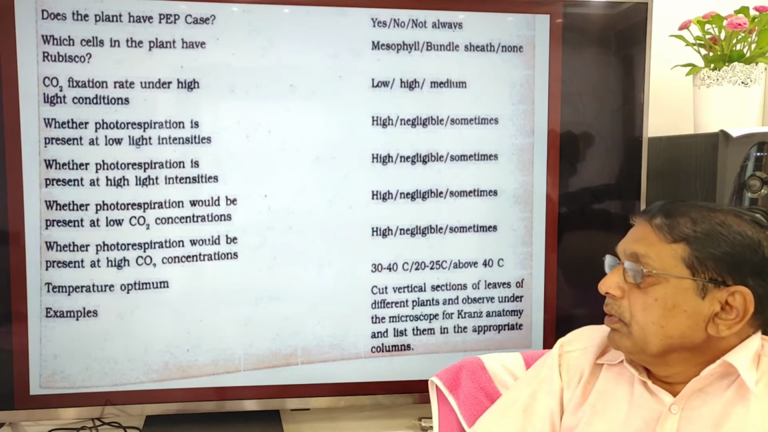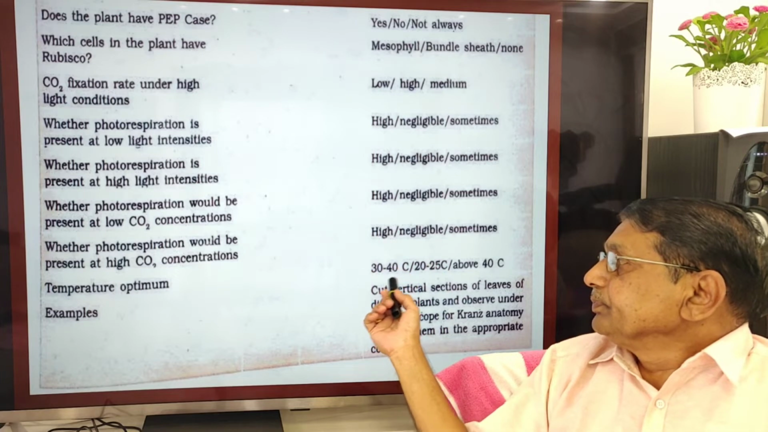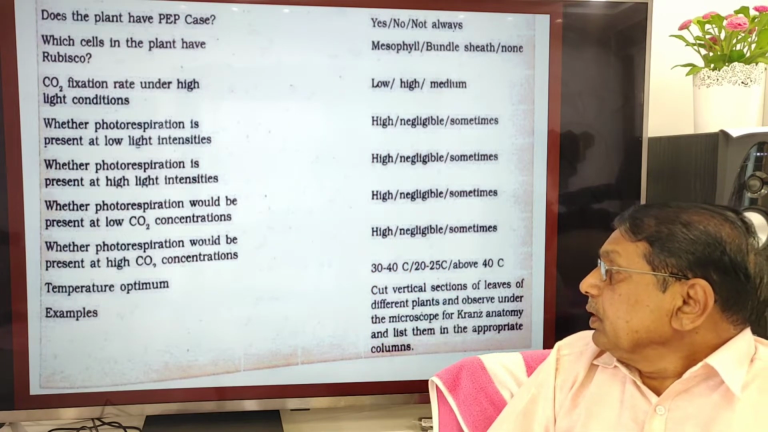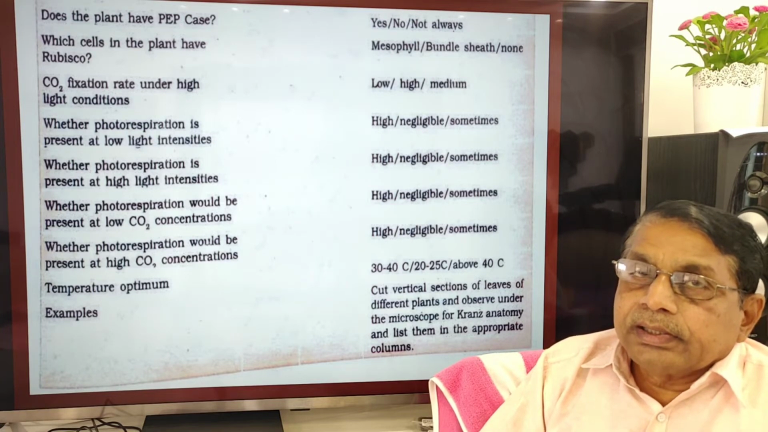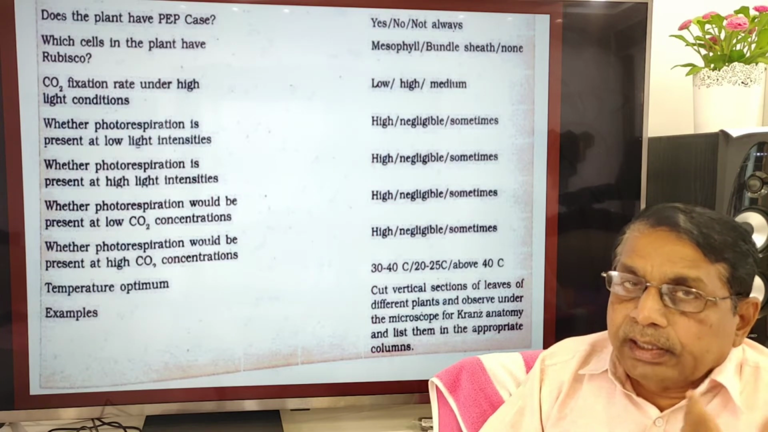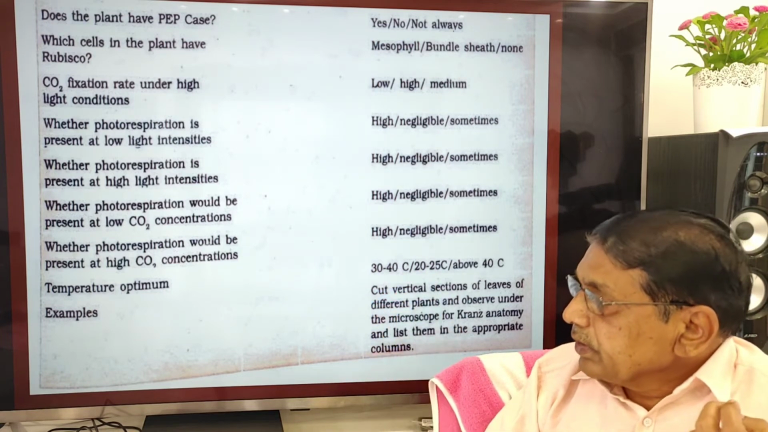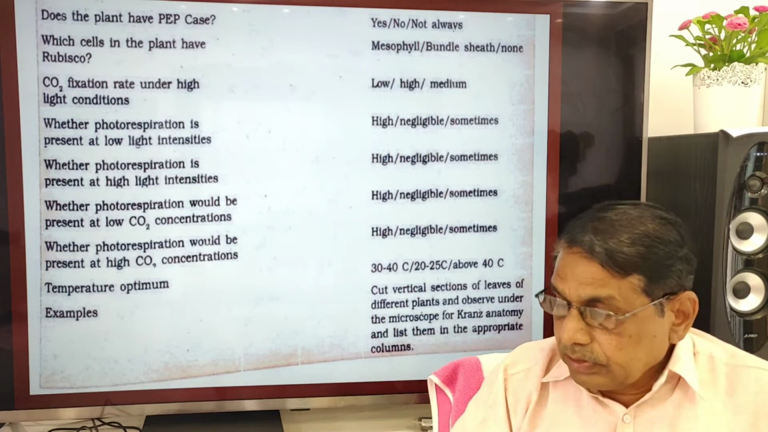Temperature optimum for C3 plants this, C4 plants this. In C3 plants at low temperature, 20 to 25. C4 tropical plants grow under dry conditions or high temperature conditions, therefore 30 to 40 degrees centigrade. This is the practical aspect.